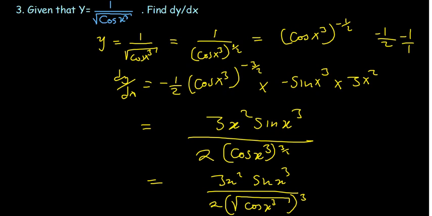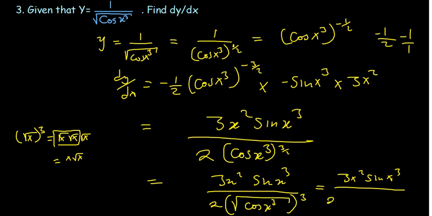Now what we have here is when you've got root x to the power 3, this means root x multiplied by root x multiplied by root x, and then these two, root x times root x, is simply x. So this is the same as x root x. We've got the root now raised to the power 3. So this can simplify further, and that is going to give us just 3x squared sin x to the power 3 divided by 2 cos x to the power 3, and then root of cos x to the power 3. So that is going to be the more simplified form.